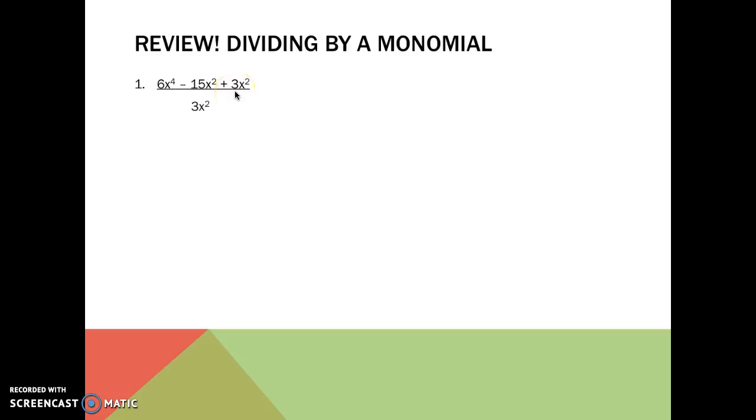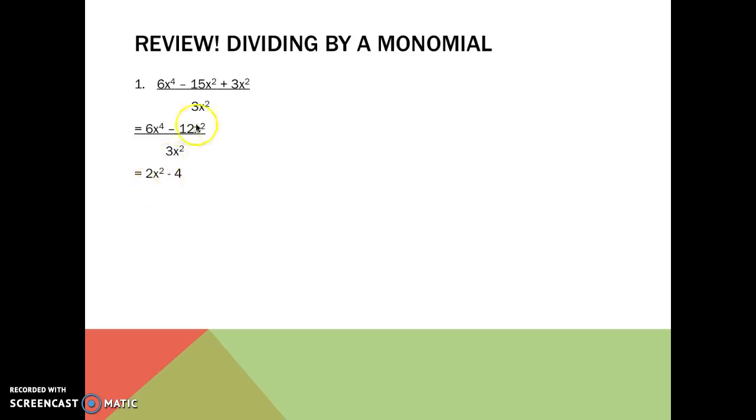We want to go ahead and combine those like terms. So when we combine them, we're left with 6x to the fourth power minus 12x squared. Now on the bottom we have 3x squared. So we take that 6x divided by 3, which equals 2. x to the fourth divided by x squared, so 4 minus 2 equals x squared.